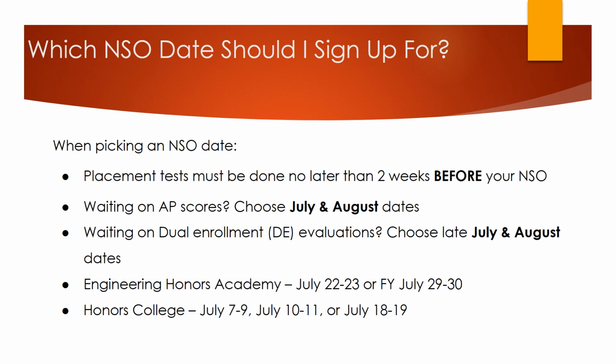So there are certain things you want to consider when selecting an NSO session. First, if you are waiting for testing accommodations or to retake your Rutgers math placement, make sure you plan to take them at least 2 weeks before your NSO. It will take 2 weeks to upload into the Rutgers web registration system, which is WebReg, and the system will not let you register if the scores are not uploaded by NSO date. Dual enrollment evaluations will take place as we receive transcripts, usually after July 1st. So if you are a student with DE credits, we suggest you aim for late July or August dates.